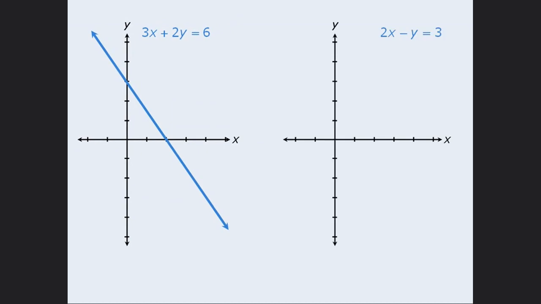What about the line corresponding to the equation 2x minus y equals 3? Well, once again, it is difficult to envision that this line looks like this.